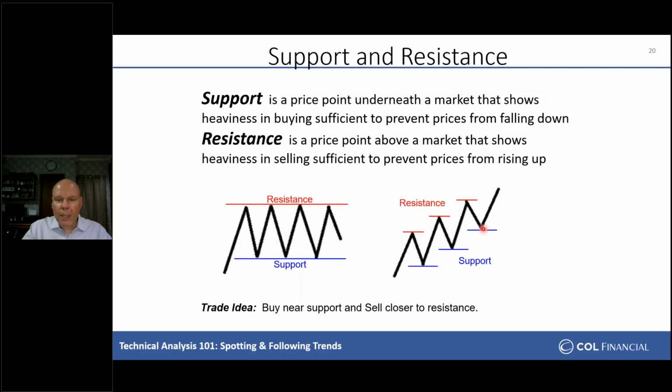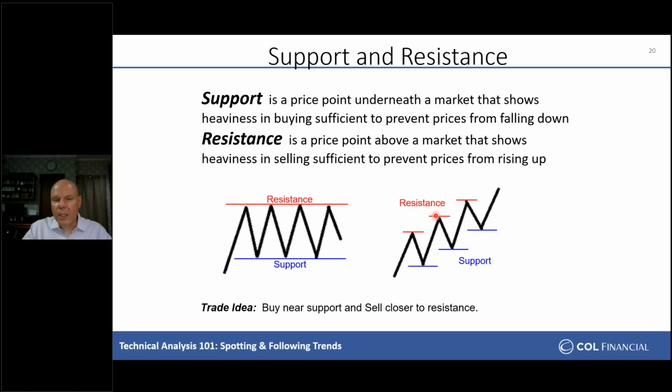So if prices are pulling back down from here, you can say, where's my next support? My next support will be here. If this breaks, you can say my next support will be here. If this breaks, it will be here. On the same route, resistance is always dubbed at the area of the last high. So this will be your resistance, followed by this next high, followed by this next high.